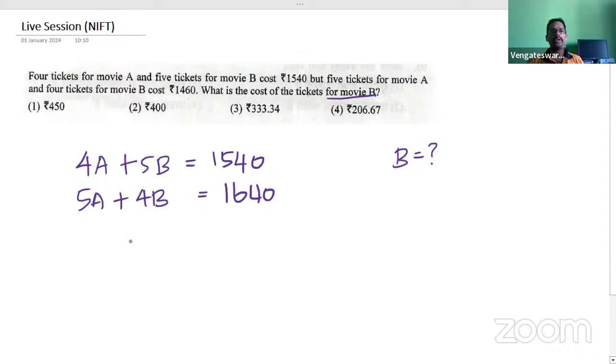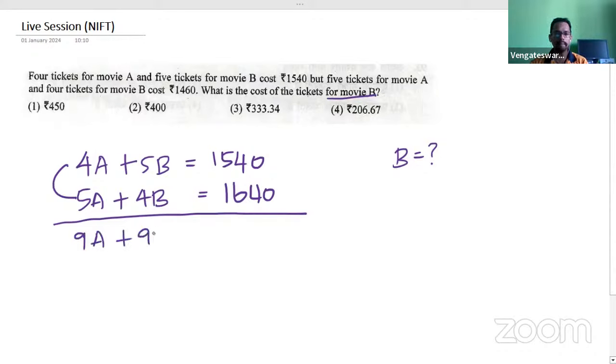So how can we solve this? We have a two simultaneous equation setup. Whenever we are given two simultaneous equations, our usual way is to solve by eliminating one of the variables. Same thing is what we are going to do, but we'll do it in a slightly different way. Look at the way the equations are: they are complementary. 4A, 5A, 5B, 4B, so they add up to 9A plus 9B. On the right-hand side we have 1,540 and 1,460. I'm very sorry, this is going to be 1,460. I'll make this change.